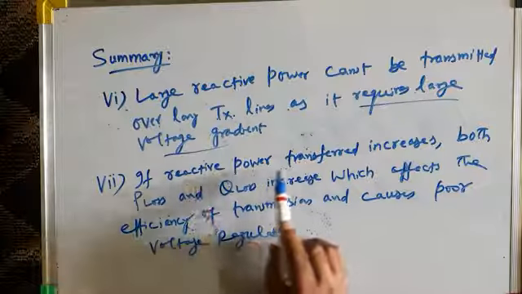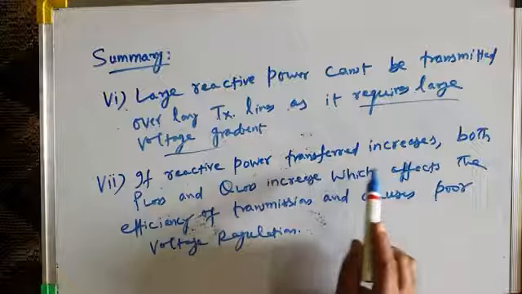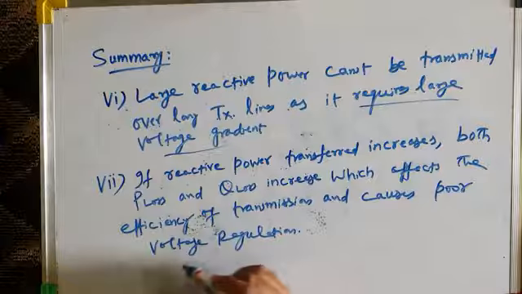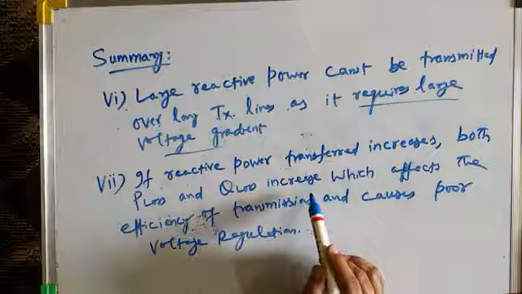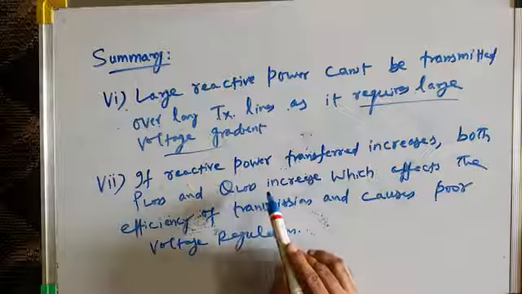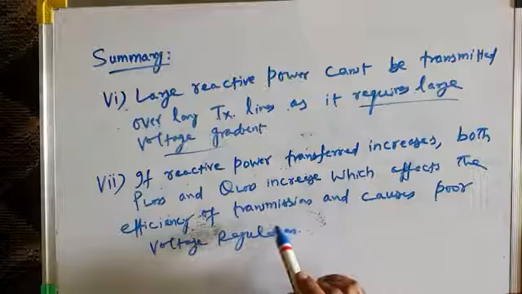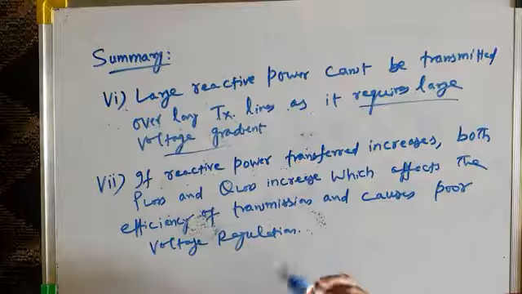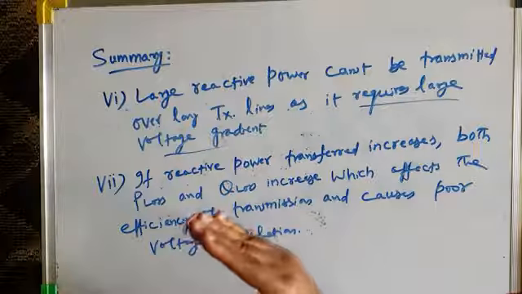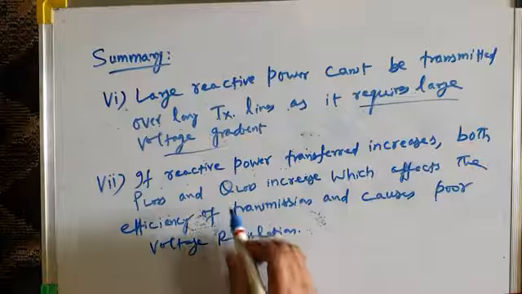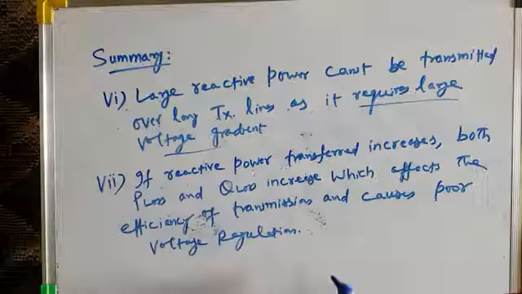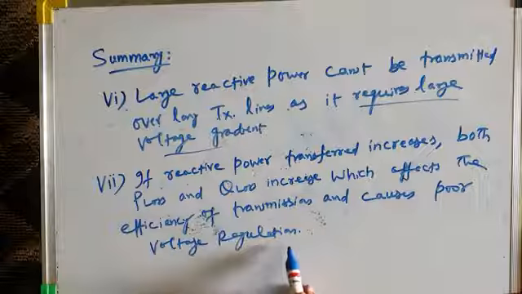So if reactive power transferred increases, then you have seen from one of the equations a few moments back, both active power loss and reactive power loss increase. And this active power loss and reactive power loss affects the efficiency of transmission, because when, for example, I square R loss is more, the efficiency of transmission decreases. And this reactive power loss, especially, causes large reactive voltage drop, and that causes poor voltage regulation of the system.